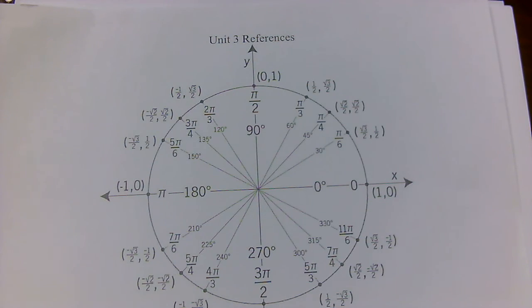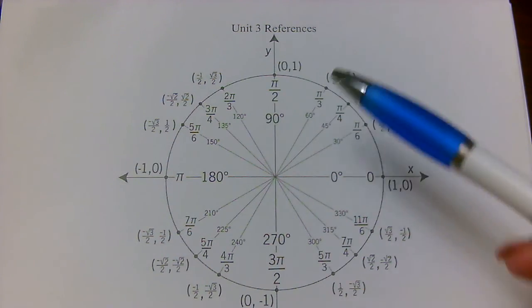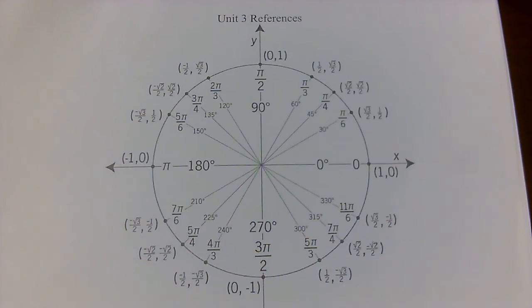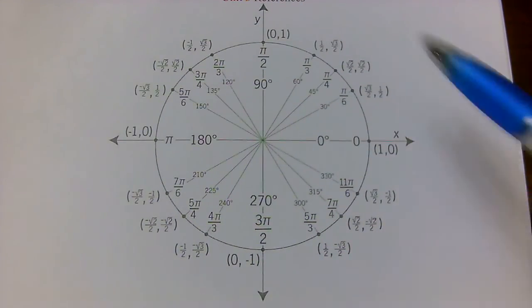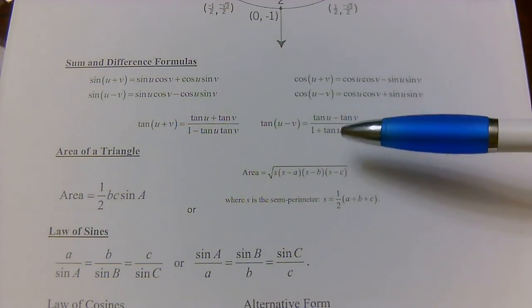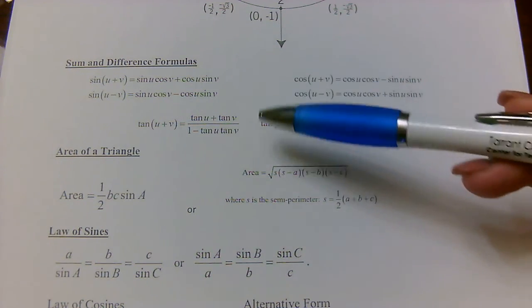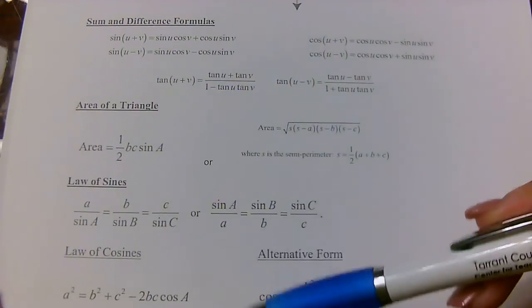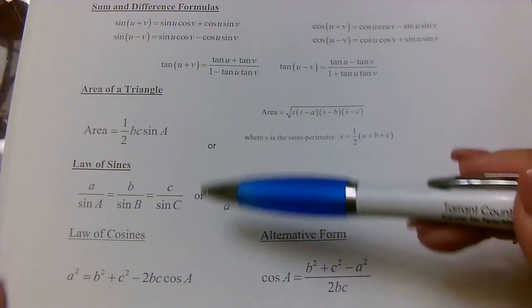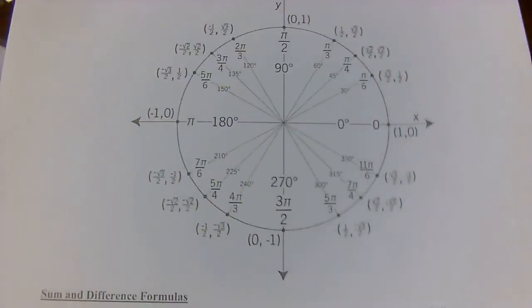Okay, in this video we're going to be covering section 5.1, but since it's the beginning of unit 3, let's go ahead and go over the unit reference sheet. We have the unit circle, we have the equations and formulas that we'll need for chapter 5, and then here would be the equations and formulas that we'll need for chapter 6. So we'll be using this a lot. Make sure to have a copy of this as well.